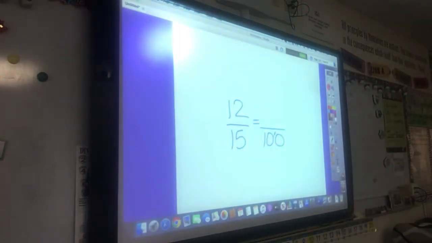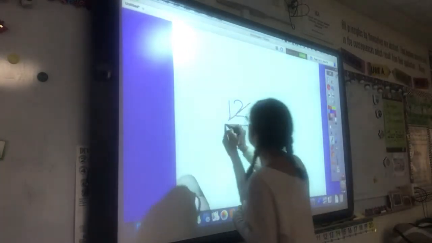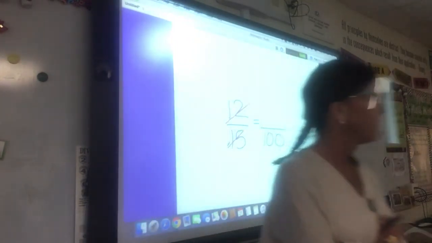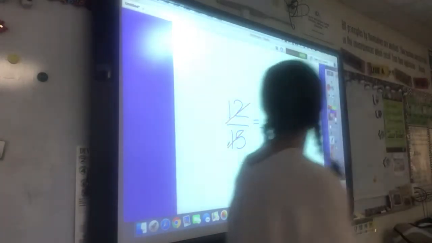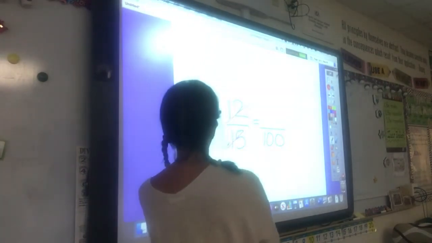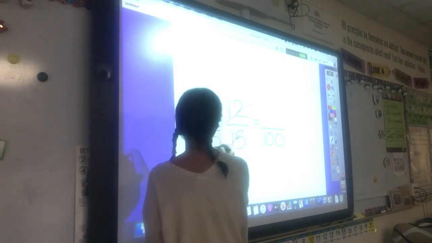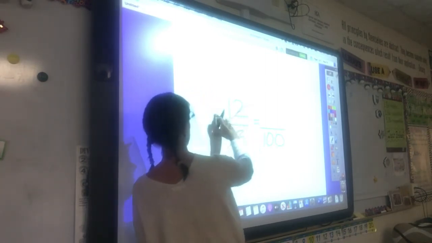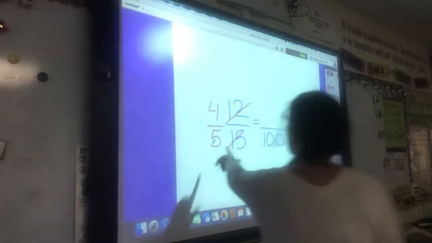But we have a problem, because you can't multiply 15 and get 100. So this is what you do if you can't do it. We're going to reduce this fraction first, because we know that 3 goes into both of these numbers. What happens when we reduce 12/15? Maggie? We get 4/5. So slash through these two, and we're just reducing it to 4/5. Now we can do it, because we can go from 5 to 100.